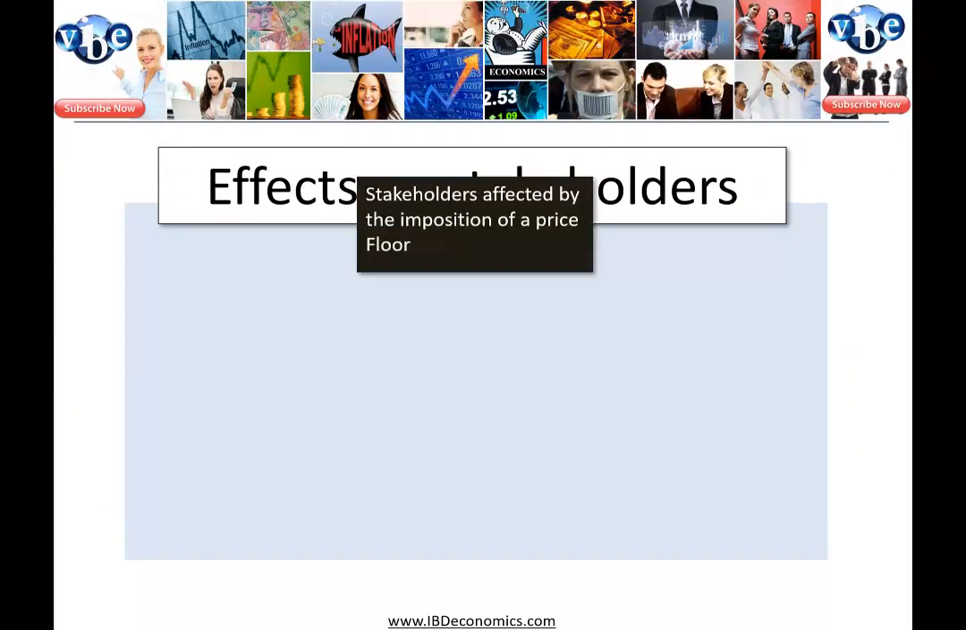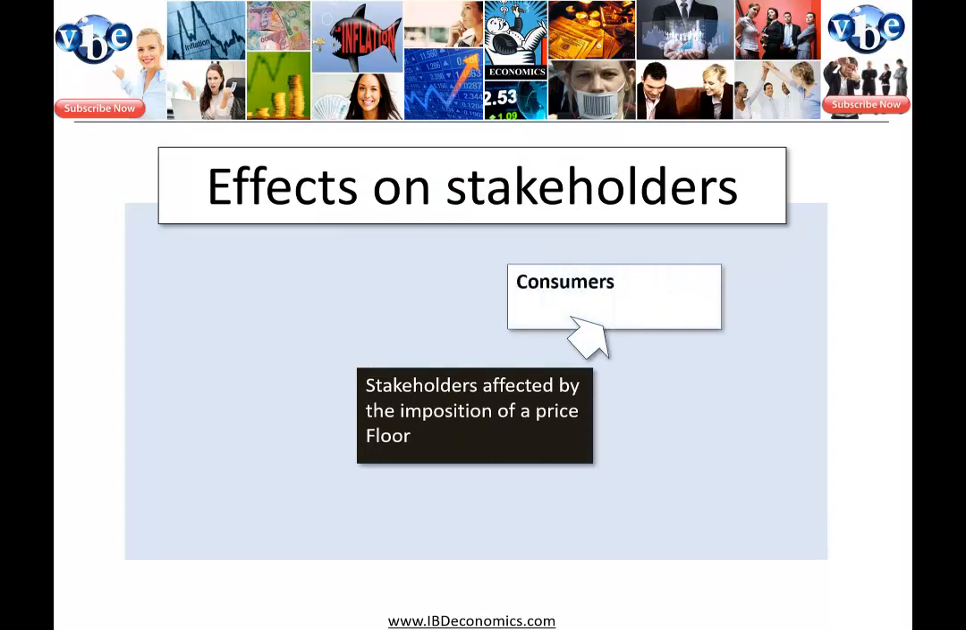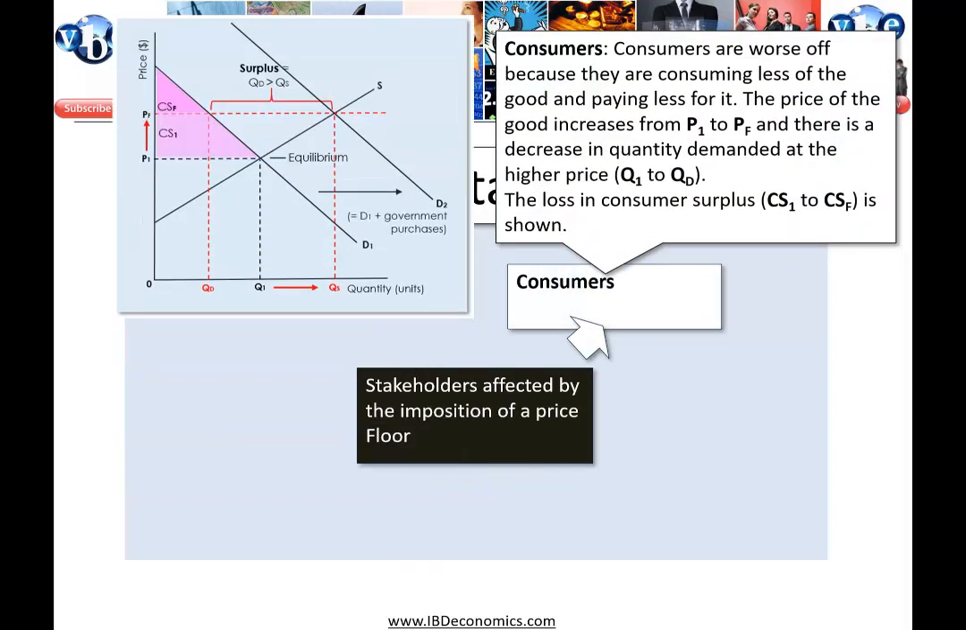Let's have a look at stakeholders and what the price floor is doing to them. Right, so consumers are definitely worse off. They're paying more for the product and consuming less of it. There is a loss in consumer surplus, and that's shown to the left there.